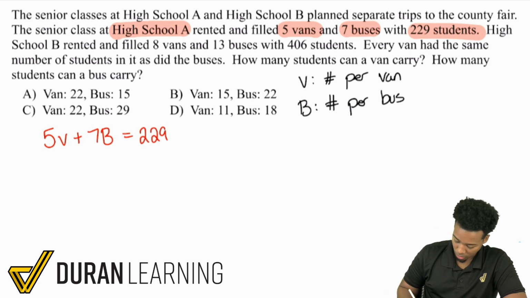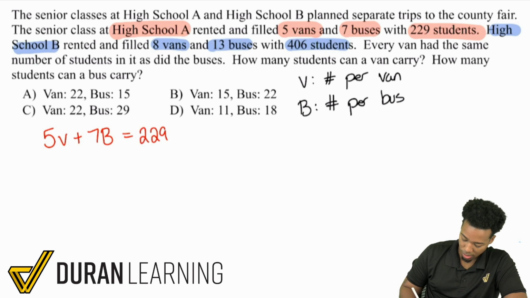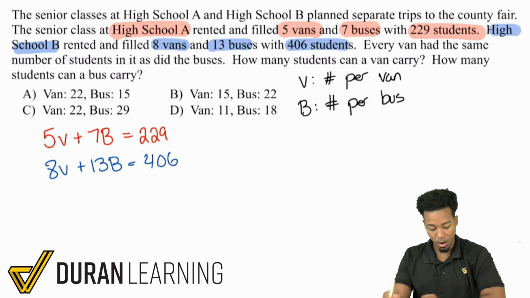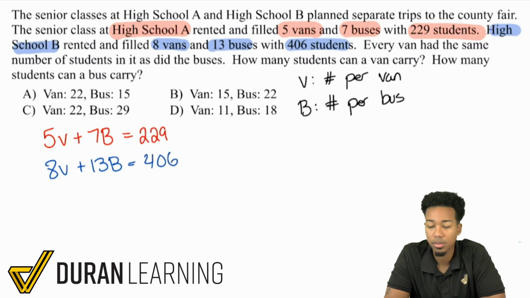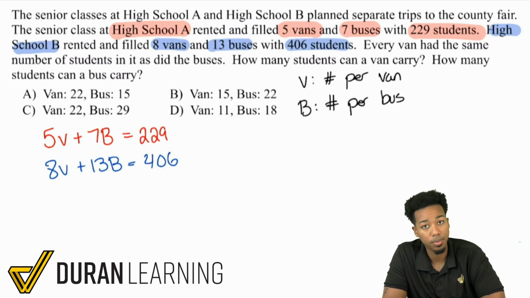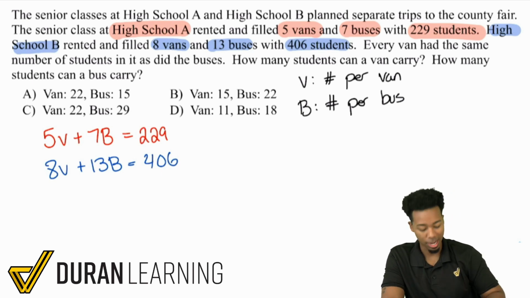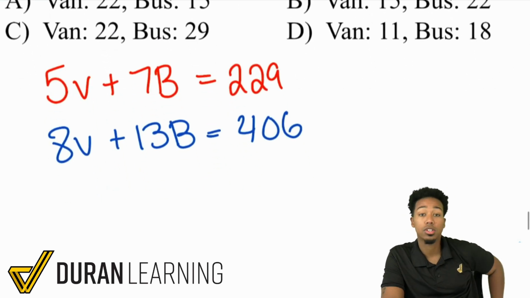Now, if we keep looking over here, we have high school B, with 8 vans and 13 buses with 406 students. So I'll write that out: 8V plus 13B equals 406. All right, sounds good. So where can we go from here? We've set it up. We have the 2 equations that we need with the 2 variables, and now it's time to solve. What strategies can we use here, my party people?